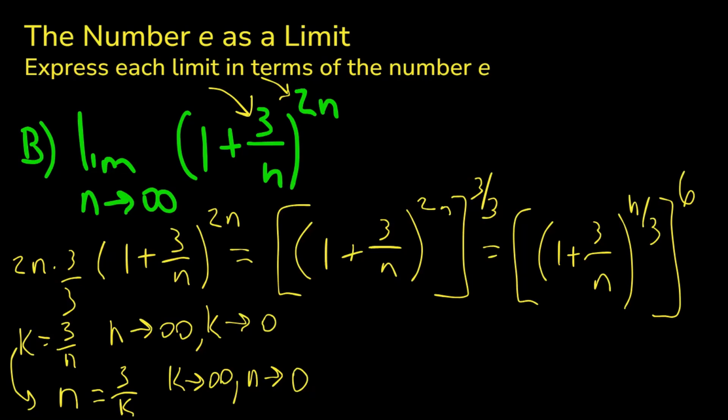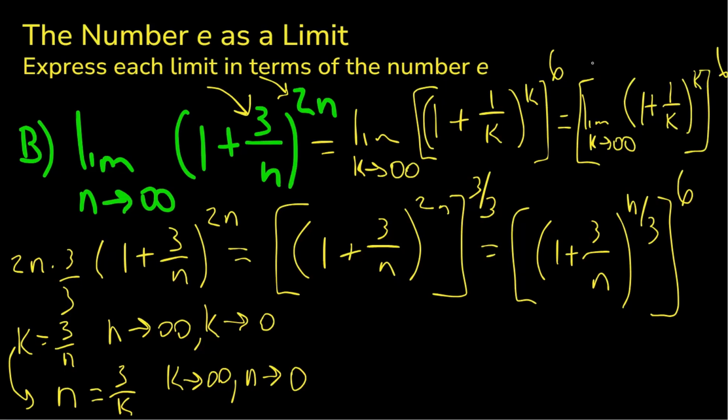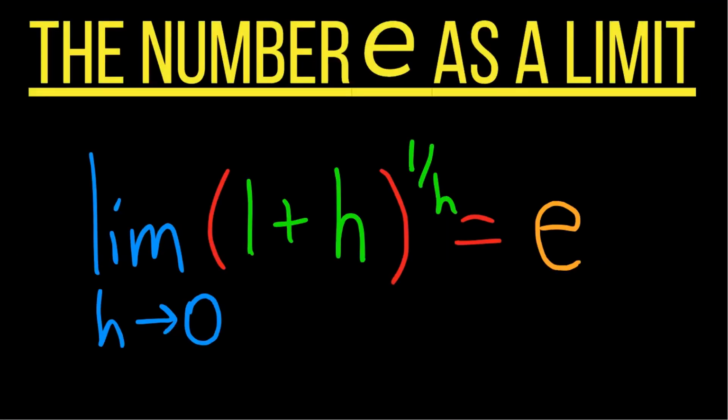So we'll rewrite this limit, and then again, since we're taking the limit of a quantity to a power, we can take the power of the limit of the quantity. And then this limit right here is equal to e. And that limit is raised to the 6th power, so our answer is e to the 6th. So it's all about algebraically manipulating these. So that's it for the number e as a limit.